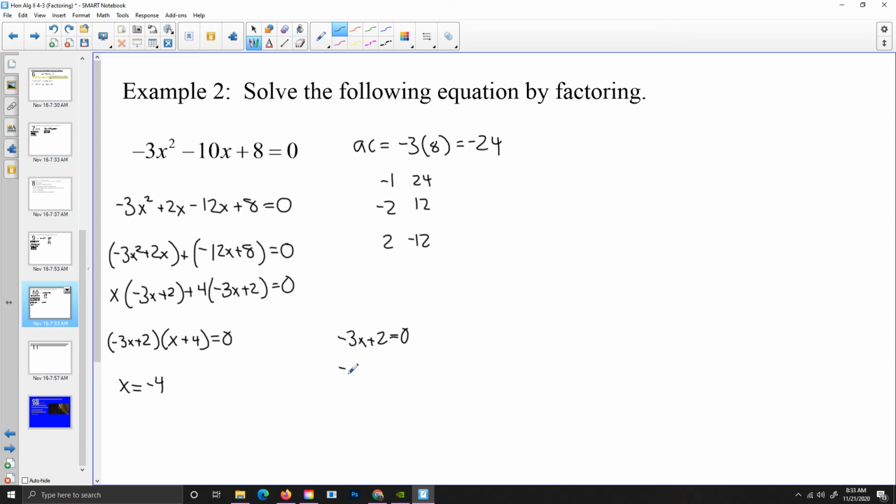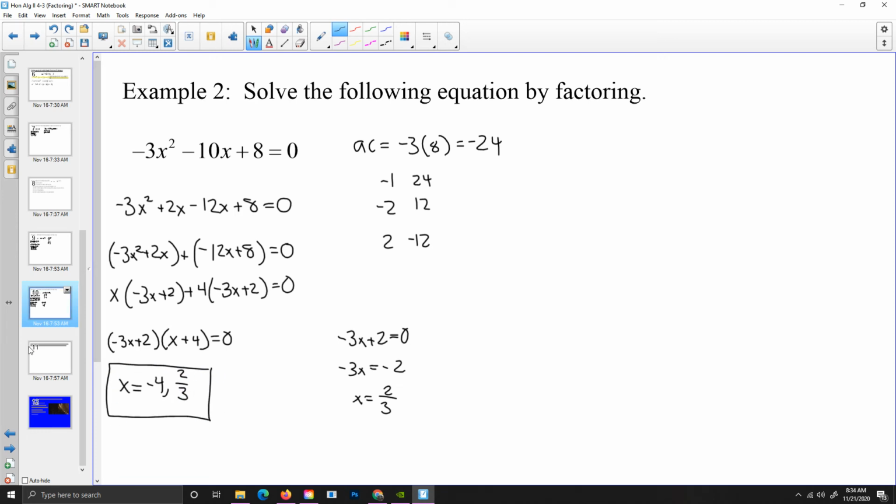Well, I got negative 3x, and then I'll get negative 2 if I subtract 2 from both sides. And if I divide both sides by 3, I'll get x equals negative 2 over negative 3, which will be positive 2/3. So my other factor is 2 over 3.